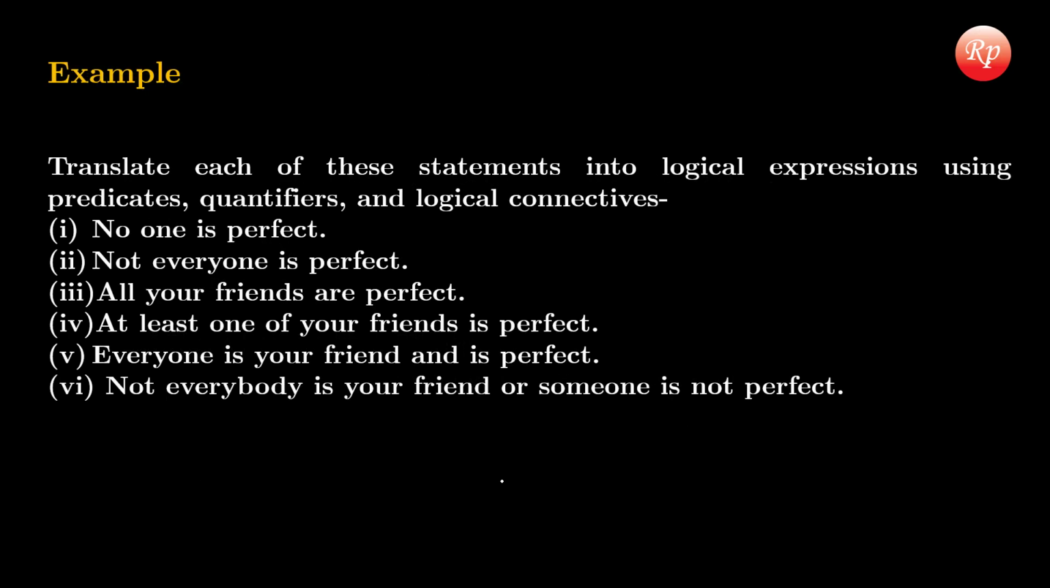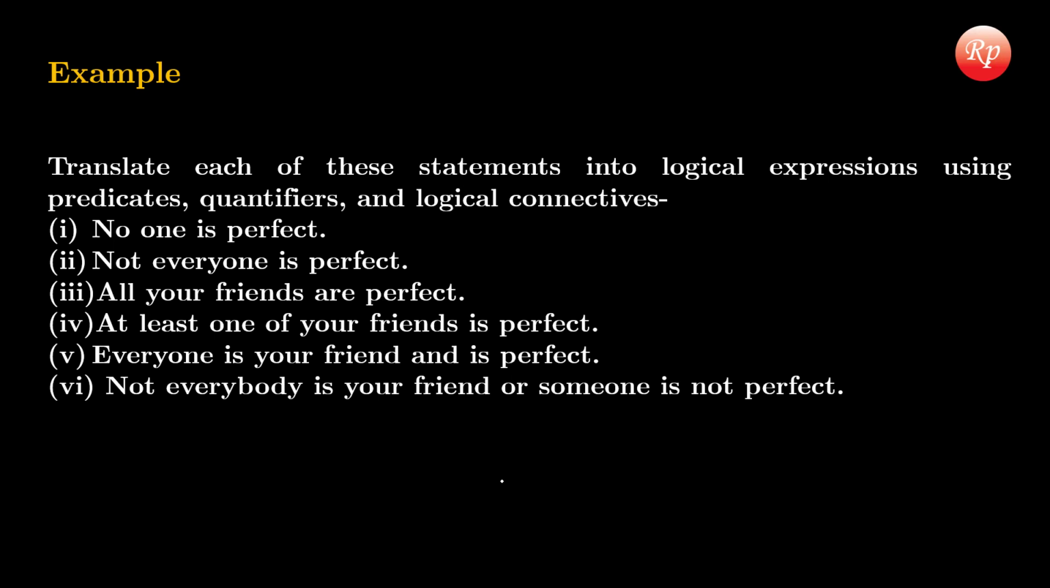Now look at this example. Translate each of these statements into logical expressions using predicates, quantifiers and logical connectives. First is no one is perfect, not everyone is perfect, all your friends are perfect, at least one of your friends is perfect, everyone is your friend and is perfect, not everybody is your friend or someone is not perfect.